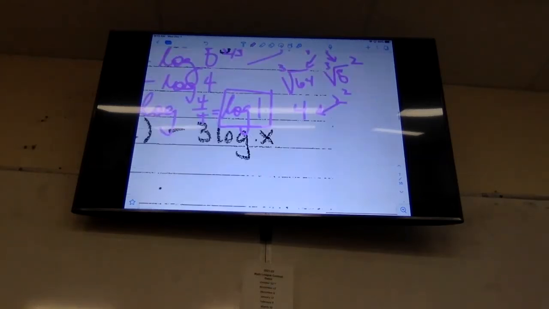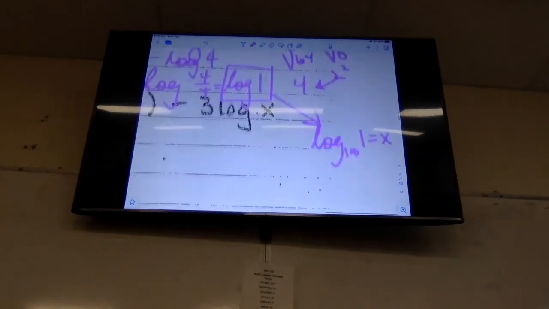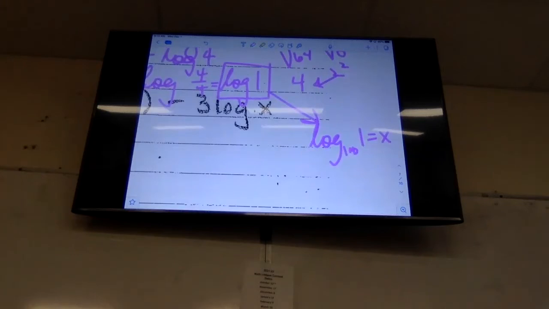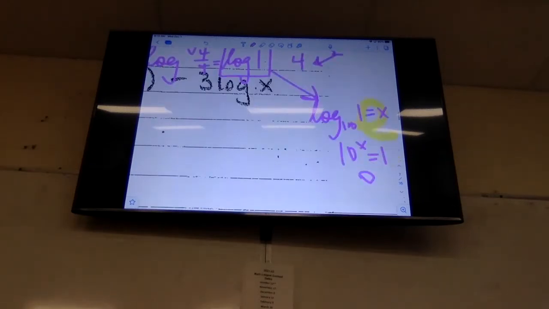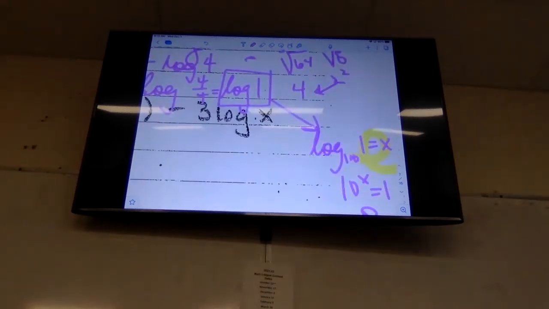Actually, this we can simplify even farther if we want to. So log of 1 is just log base 10 of 1. You set that equal to x and then you do your log roll. 10 to what power gives me 1? 0. So log of 1 is just 0. So you can write that as a shortcut if you want to, if you want to go all the way down.